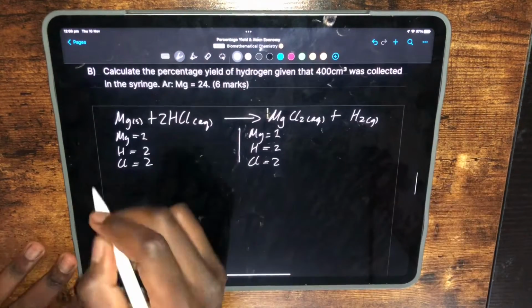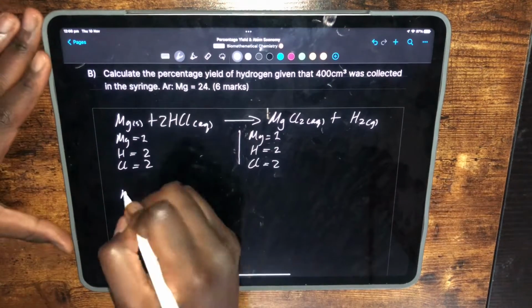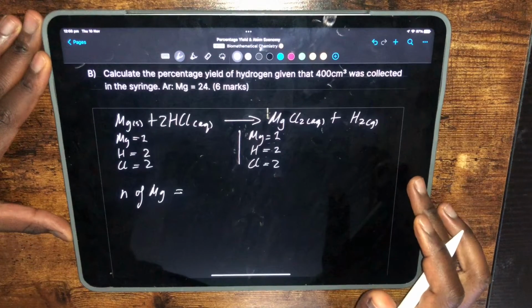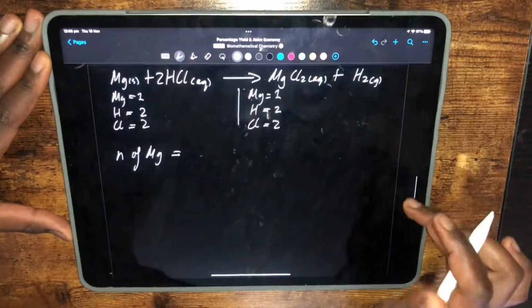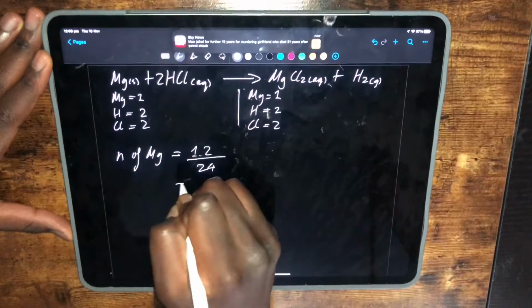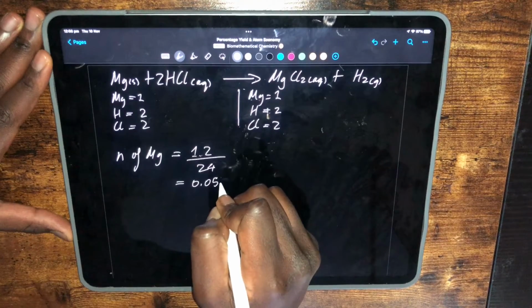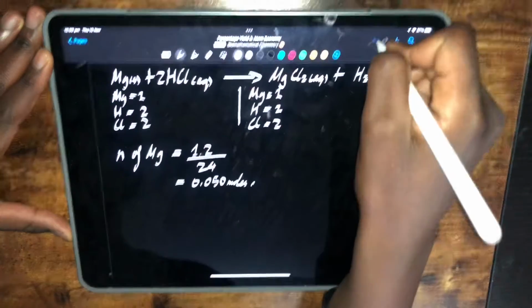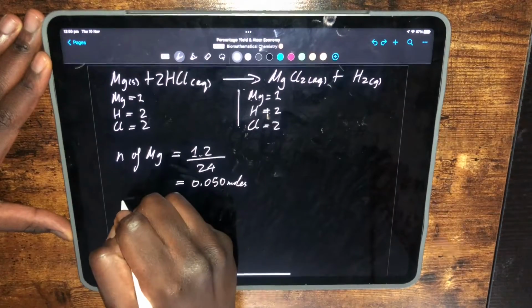So in order to find the limiting reactant, we have to find the moles of each. Which one gets used up first? Moles of magnesium is equal to mass over Mr. We have 1.2 grams of magnesium, right? 1.2 over 24 is equal to 0.05 moles. So 0.05 moles of magnesium.